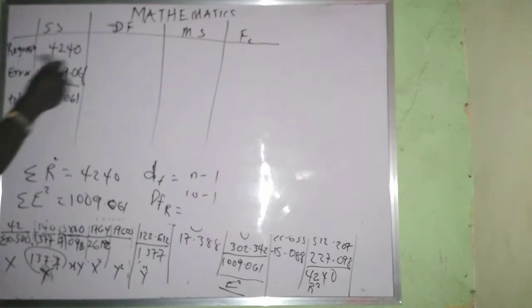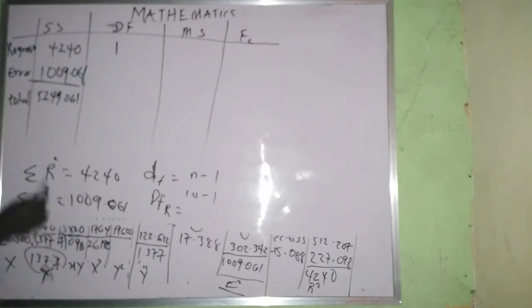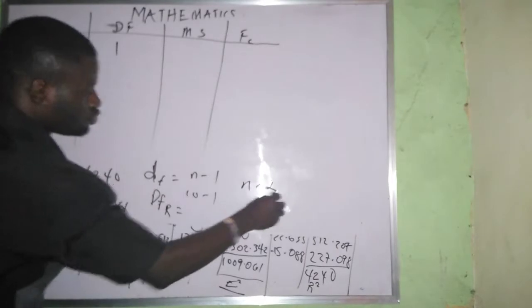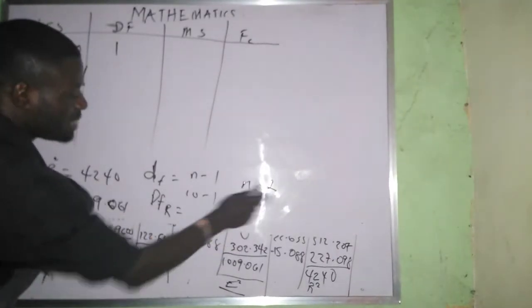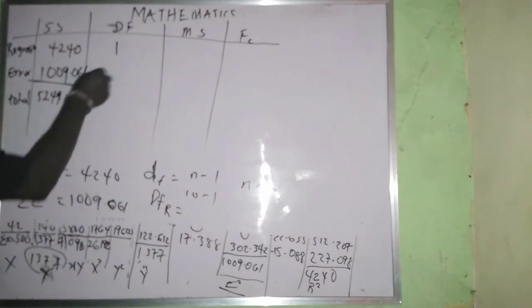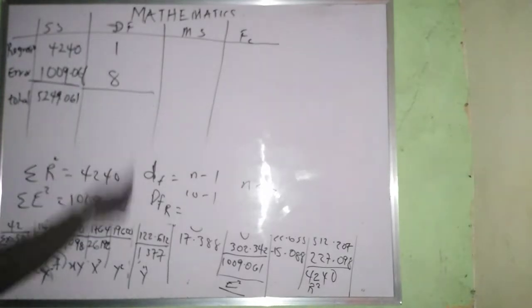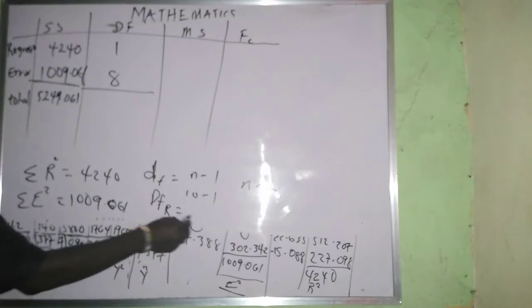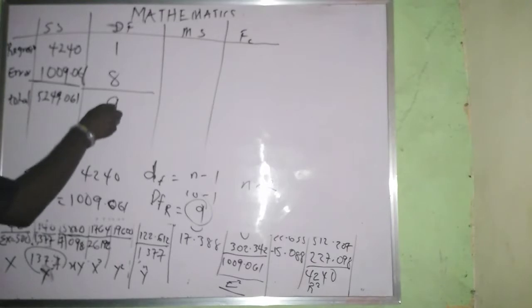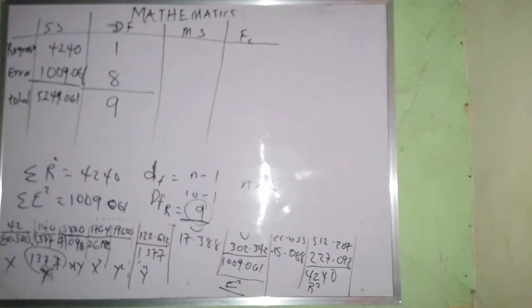Now, the degree of freedom of error. It means N minus 2, which is going to be 8. Now, my total degree of freedom is 9. When you add up these two together, we go back to where we are coming from, which is 9.